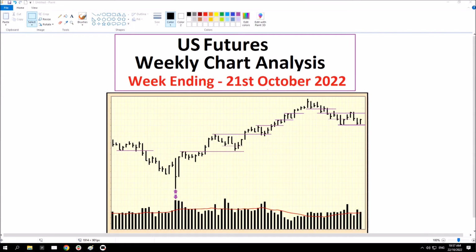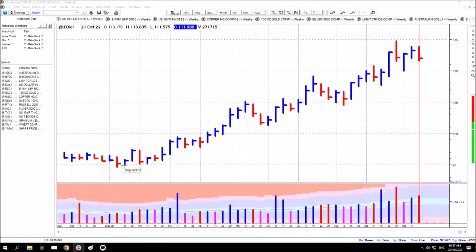Hello, this is the US Futures weekly chart analysis for the week ending 21st of October 2022. The first chart's the US dollar index.